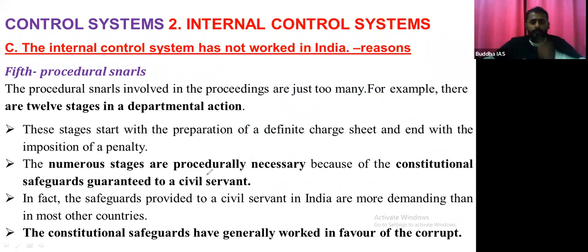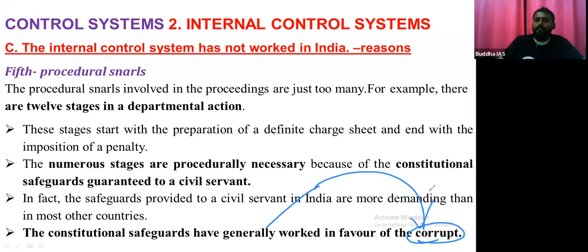In fact, safeguards provided in India are more demanding than in most countries. It means the safeguards a civil servant in India gets are comparatively very high. The constitutional safeguards have generally worked in favor of the corrupt. These were made to ensure that the innocent are not punished. But who is taking the advantage? It is the corrupt who are taking advantage of all these things.